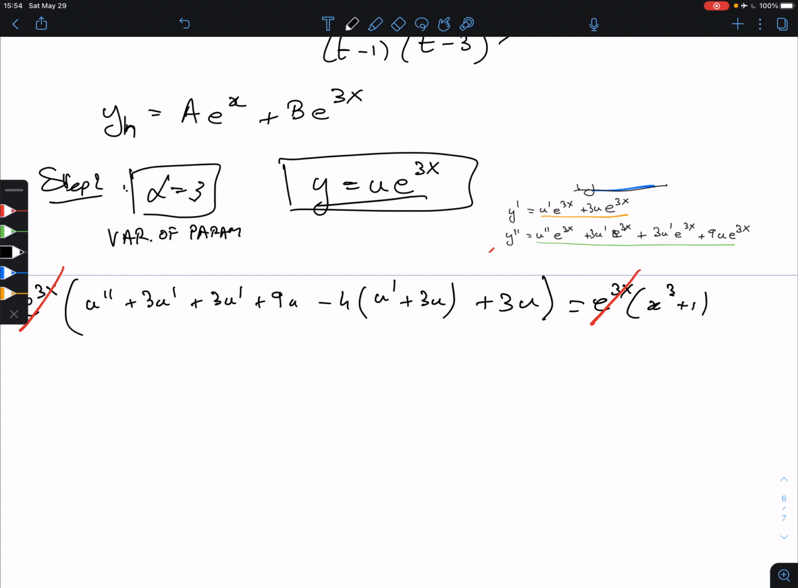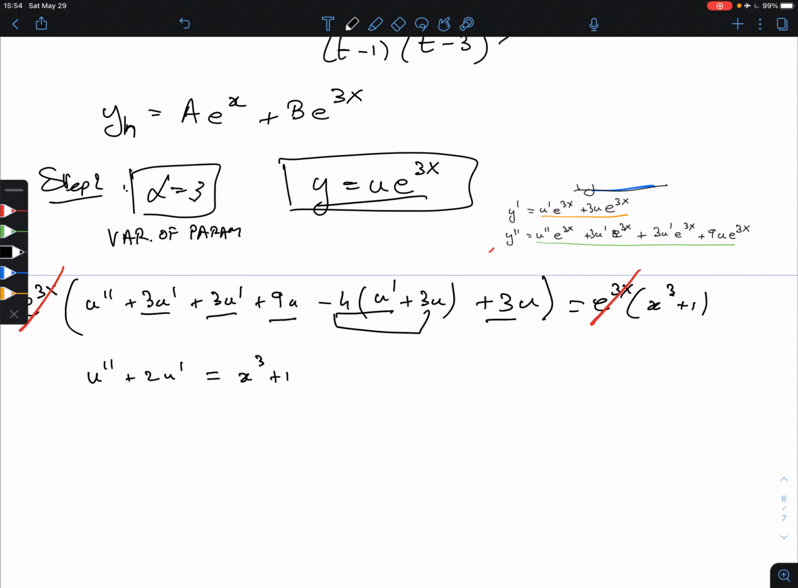Okay, but let's gather everything again. U double prime. Now you can't copy from the previous thing because it's a different equation, right? The coefficients here are different, so don't copy now. So 3 plus 3 minus 4, that is 2. And then we have a 9u minus 12u, don't forget that, plus 3u. Oh, that's 0, right? Oh, okay. So this is 0, okay, equals x cubed plus 1.